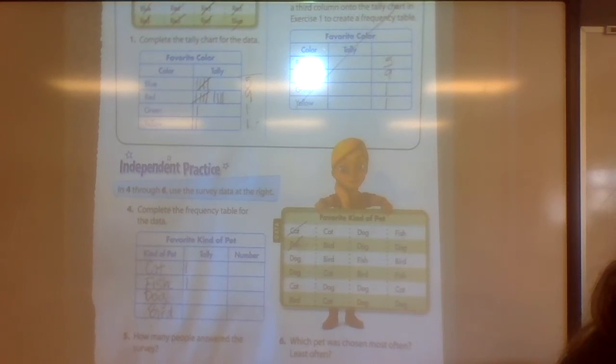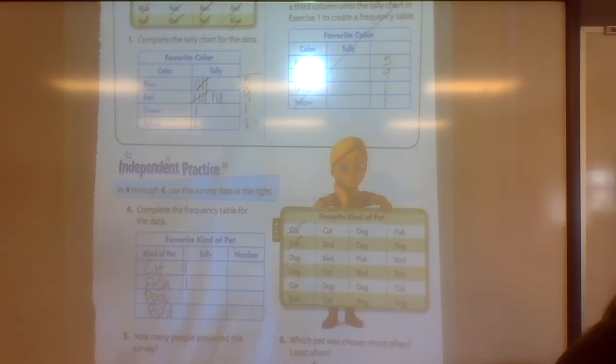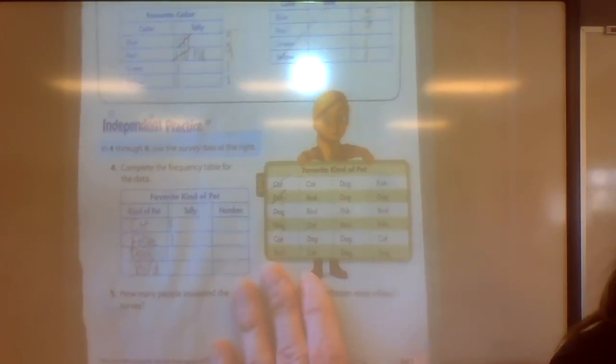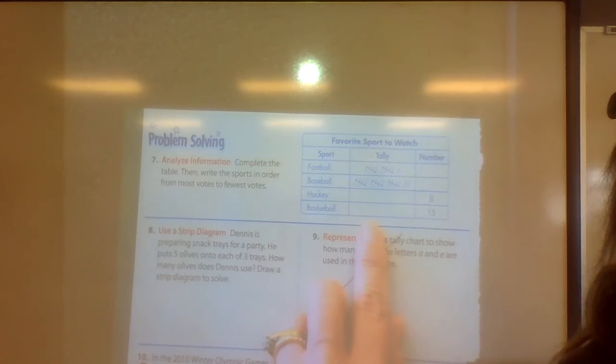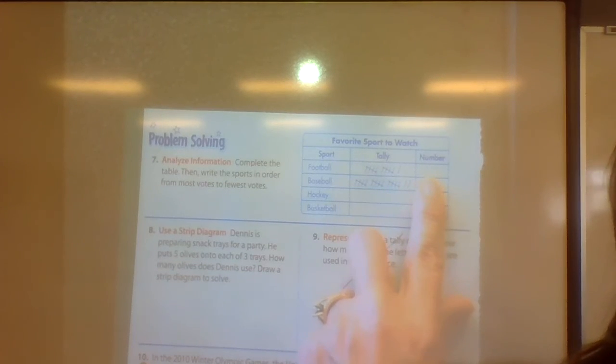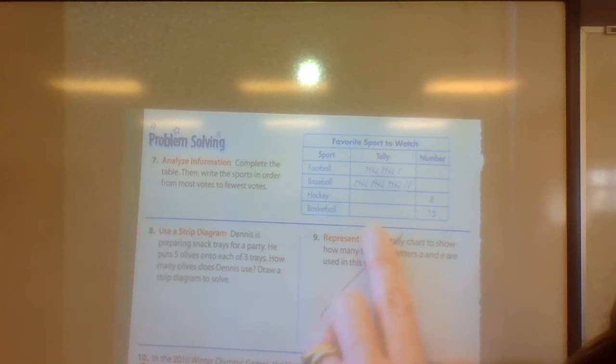How many people answered the survey? That's 1, 2, 3, 4, 5, 6, 7, 8, 9, 10, 11, 12, all the way across. That's how many people answered the survey. You're going to count how many times you have an answer here. And then it says which pet was chosen most often and least often. And you're going to answer the questions on that. Okay, you're going to complete the tally chart over here. Sometimes you're given the tallies and you've got to write the number. And sometimes when you're given the number, you've got to write the tallies. And you guys should be able to do that.